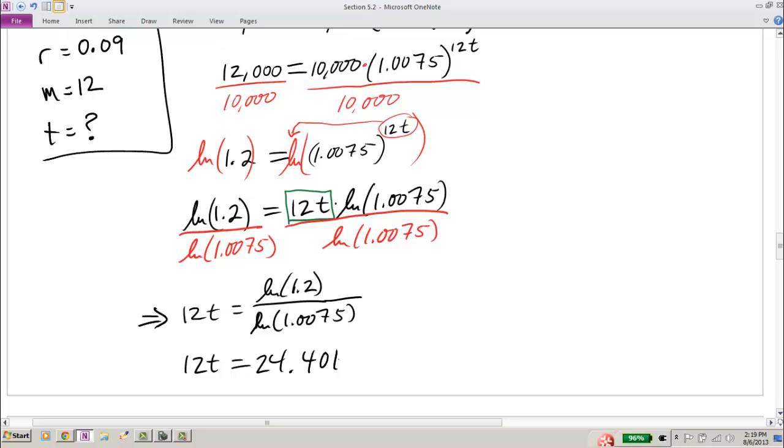And since time only exists in increments of a month at a time, what this tells us is rounding down, 24 months is not quite enough. That's not going to get us quite to the 12,000. In order to ensure that we reach our goal, we have to round this up. So when you're solving for a time and the number of compounding periods, always round this figure up. So we need 25 months, or 2 years and 1 month.